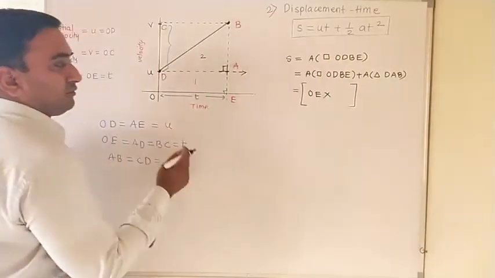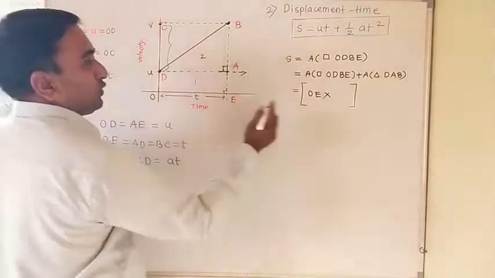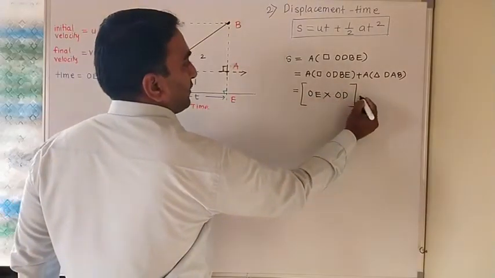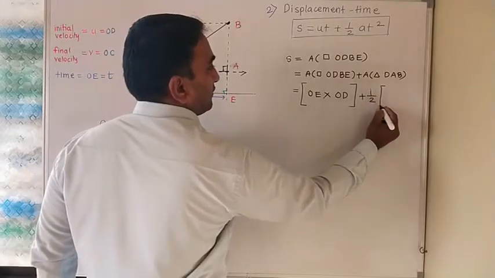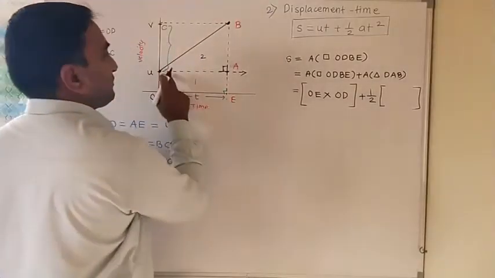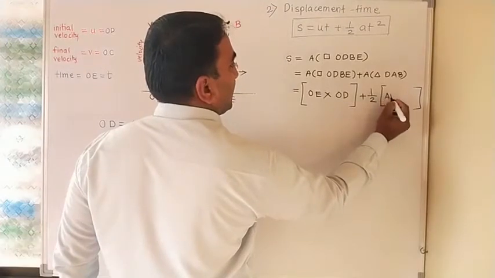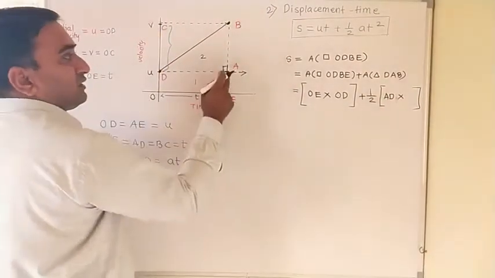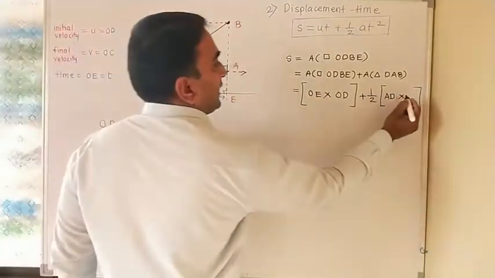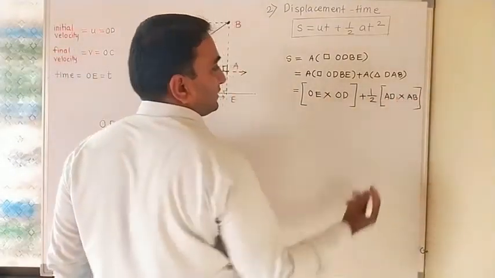OE into breadth is OD plus half of base into height. What is base? AD. AD is the base into height. What is the height here? AB is height. Is it clear?